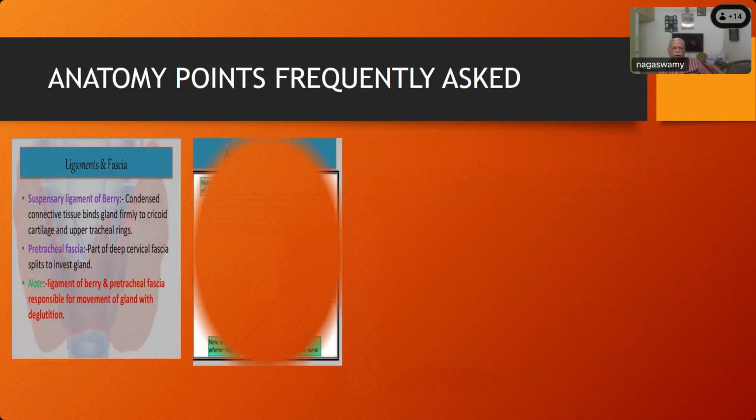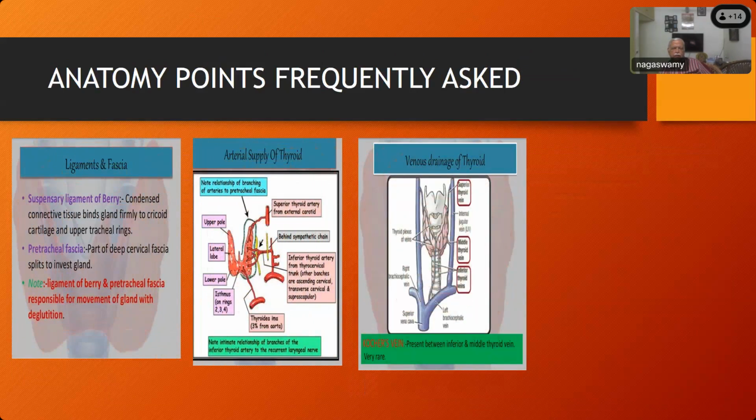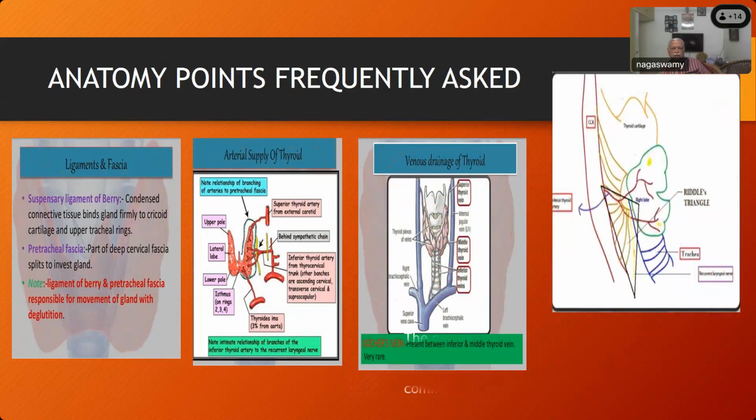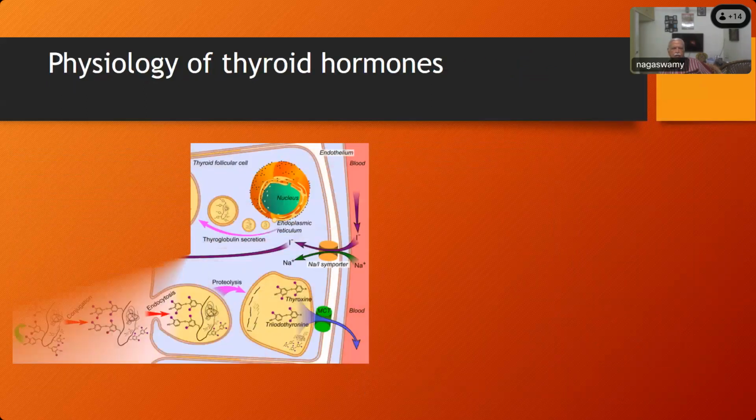And these are the ligaments, suspensory ligament of Berry and the pretracheal fascia, the reason for the gland moving during swallowing. Then they may ask you suddenly about the arterial blood supply and venous drainage, and also this triangle of Riddle's triangle where the recurrent laryngeal nerve is traversing and the chance of the nerve getting injured.